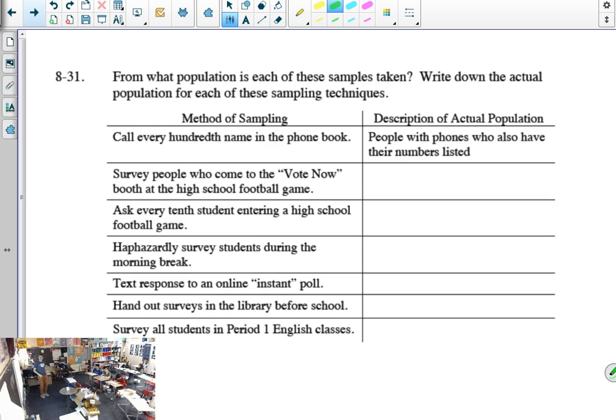Alright, so you decide from what population, what is the group that we're talking about. So they say call every 100th name in the phone book. The phone book tells you the population is people in the phone book. As long as you're internalizing this information, I'm not really asking you guys to write a lot. I'm just asking you to learn and think.